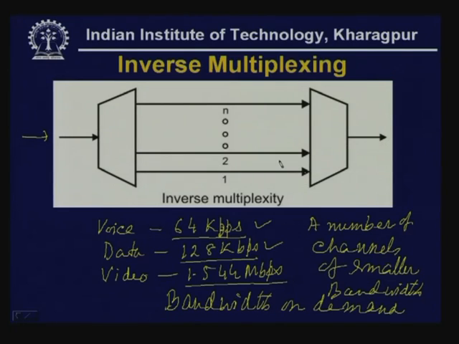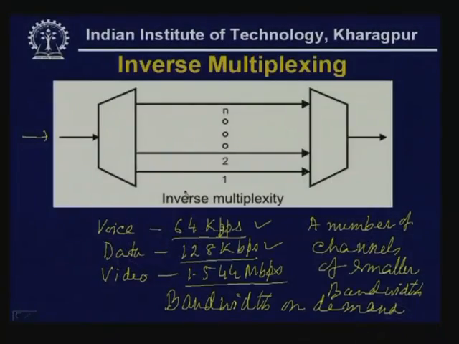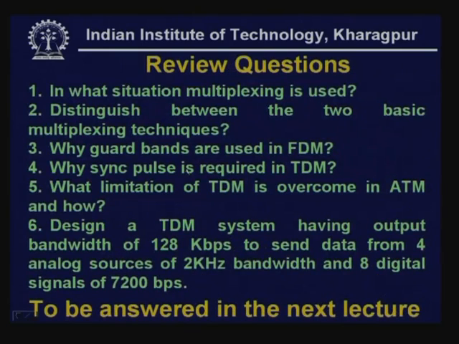So, here we see there is a more cost effective use of the bandwidth, and the facilitator is providing you bandwidth on demand, and as a result as and when the bandwidth is required, that is being utilized, and that is why this technique is known as inverse multiplexing, and nowadays this kind of facility is available. So, we have discussed various multiplexing techniques. Now, it is time to give you the review questions.